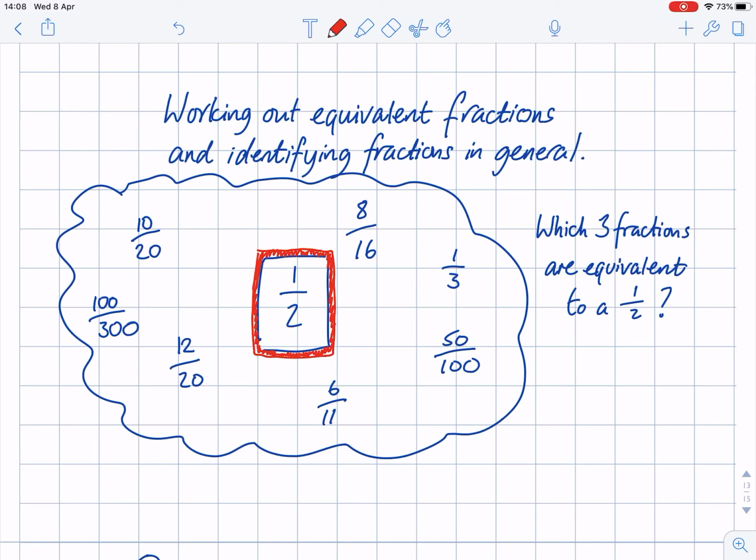The trick obviously is to look at the top number of the fraction, and if it is exactly half of the bottom number, then the fraction also is a half. I'm going to give you 10 seconds now to have a look at those, and if you want to write them down, you can, or just identify them. Try and find the 3 fractions which are also a half.